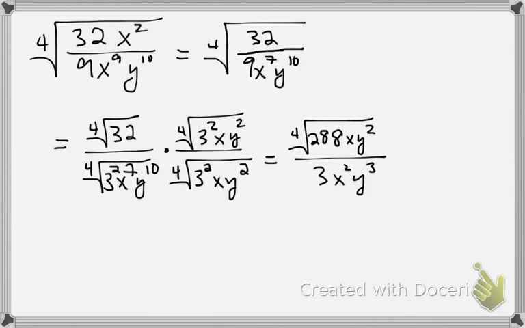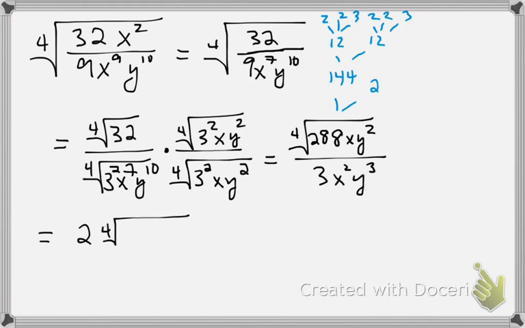And just because I was super evil, the 4th root of 288. Well, 288 breaks down into 144 and 2. That's 12 and 12. 2, 2, 3, 3. So for a perfect fourth, what can I break out? I can pull out a 2. That's it, right?